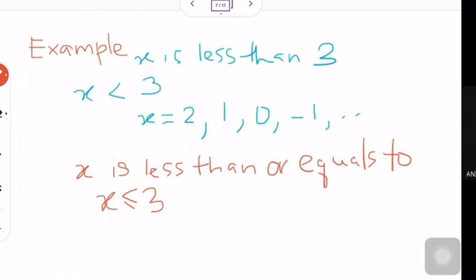So if you want to list the possible values of X, dia akan jadi X equals to berapa? X can be 3. 3 kena masuk lah. 3, 2, 1 and so on. And so on. Okay? Alright.